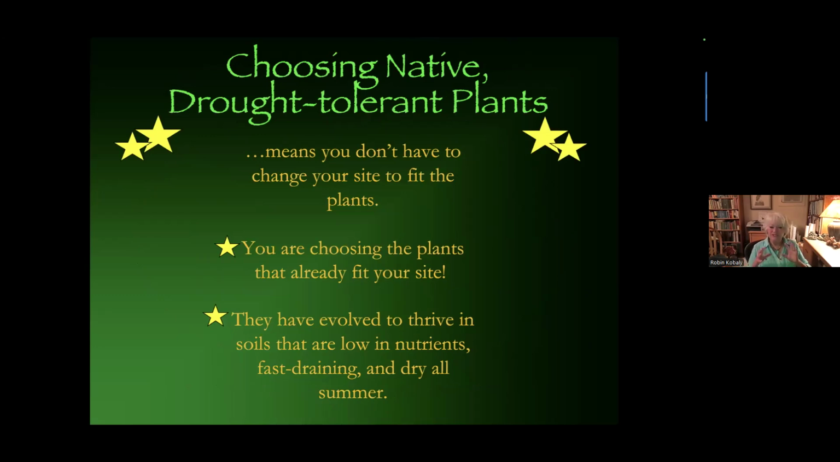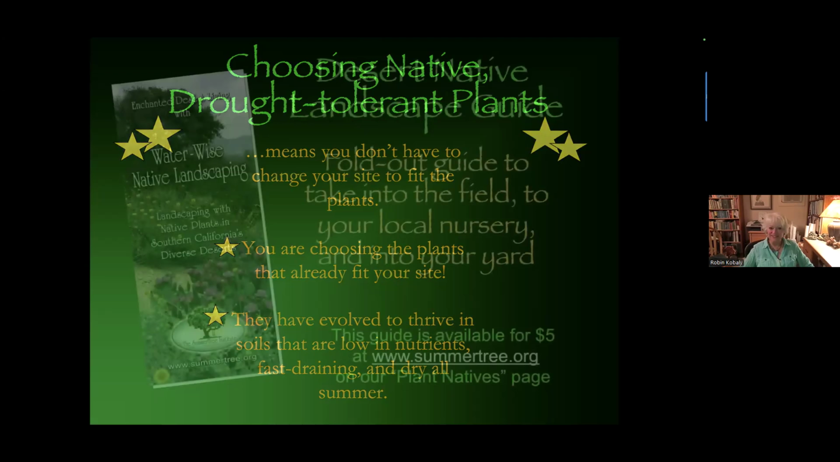And if you choose drought tolerant native plants, then you don't have to change your site to fit the plants. You're choosing the plants that already fit your site. They've evolved to thrive in our soils that are low in nutrients, and they're very dry, and they're fast draining soils. We don't have a lot of clay soils. So you're just picking the right plant for the place if you pick our natives.